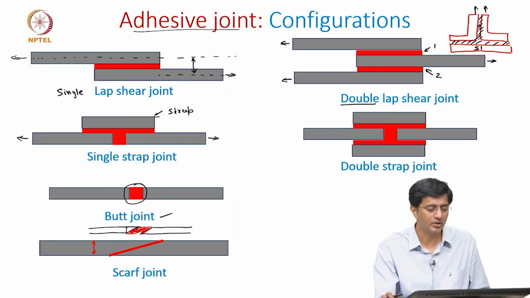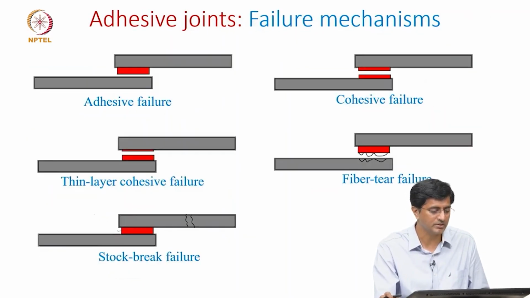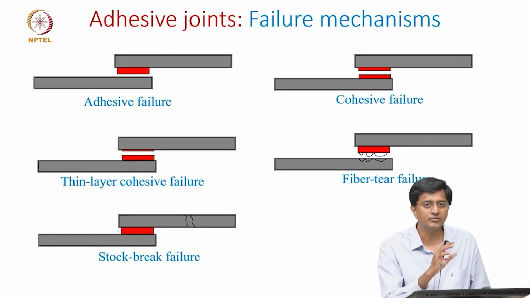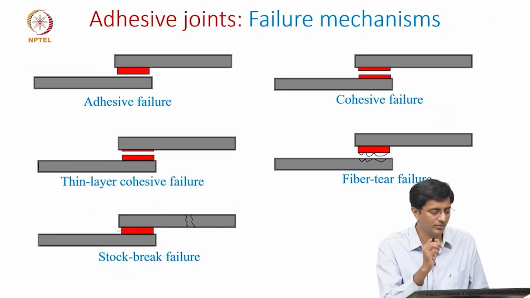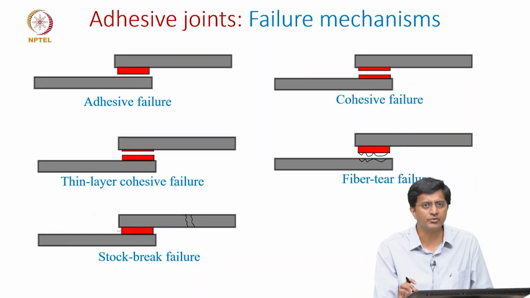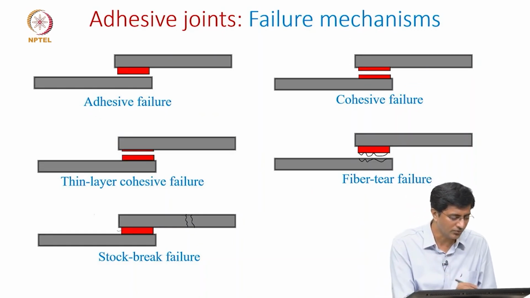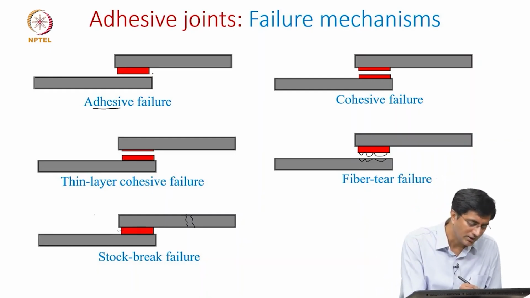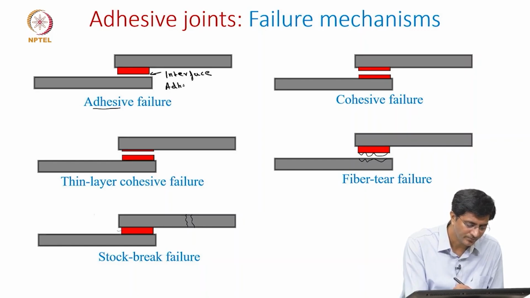Lastly, we will also look at the common failure mechanisms we observe with adhesives. So the failure of these joints can happen in multiple fashions. We will now focus on different failure mechanisms we see in these adhesive joints. To start with is the adhesive failure. What it means is it fails at the interface between the adhesive and substrate.